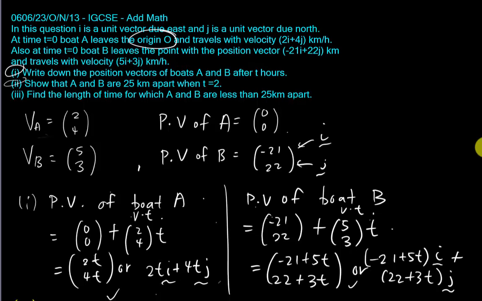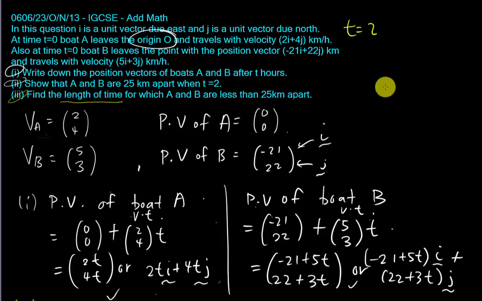And then the last part. The question asks you to find the length of time for A and B when they are less than 25 km apart. This question is 5 marks and it is a bit tricky. So the question asks you to find the length of time, that means how long the particles A and B are less than 25 km apart. So I know when t equals 2, the particles will be 25 km apart.